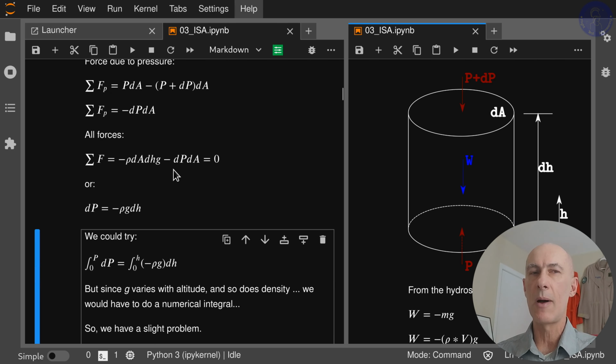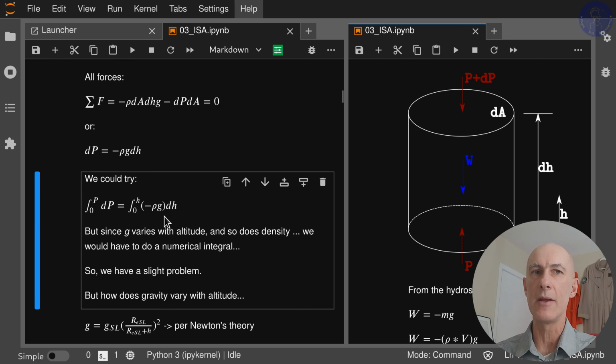And then when we sum up all forces, we're going to have the sum of all forces be gravity minus dP dA, and they are going to be equal to 0 because our cylinder is not moving. So from this we can write that dP equals minus rho g dh.